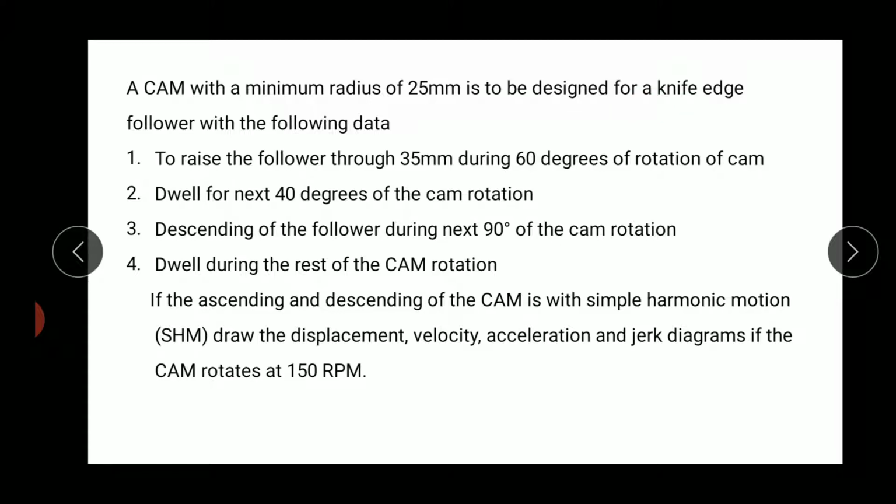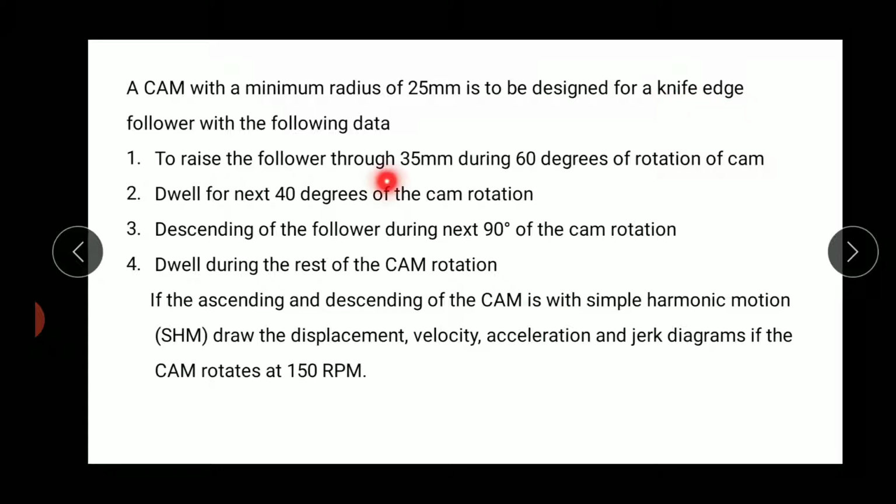And similarly the cam with minimum radius of 25 mm also doesn't matter when you are going to plot only the graphs. But it will be important when you are going to plot the cam profile for different followers, where your minimum radius of cam will be required. But in this numerical this data is of no use.